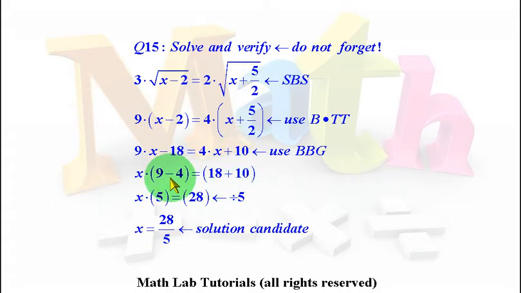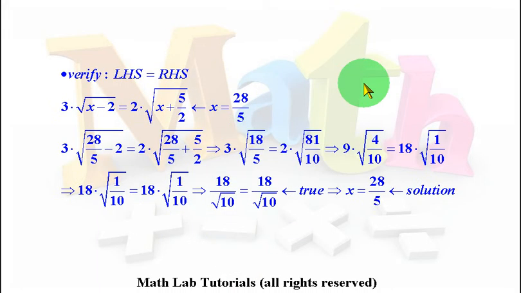So then we simplify each bin as usual. And 9 minus 4 is 5. And 18 plus 10 is 28. At the end, you want to divide both sides by 5. When you do that, you get x equals 28 over 5. And that will be our solution candidate.